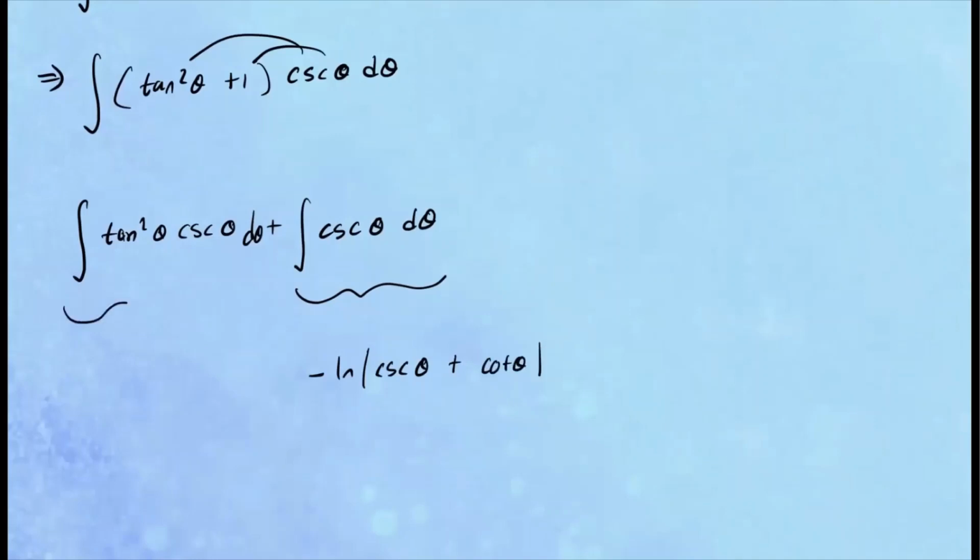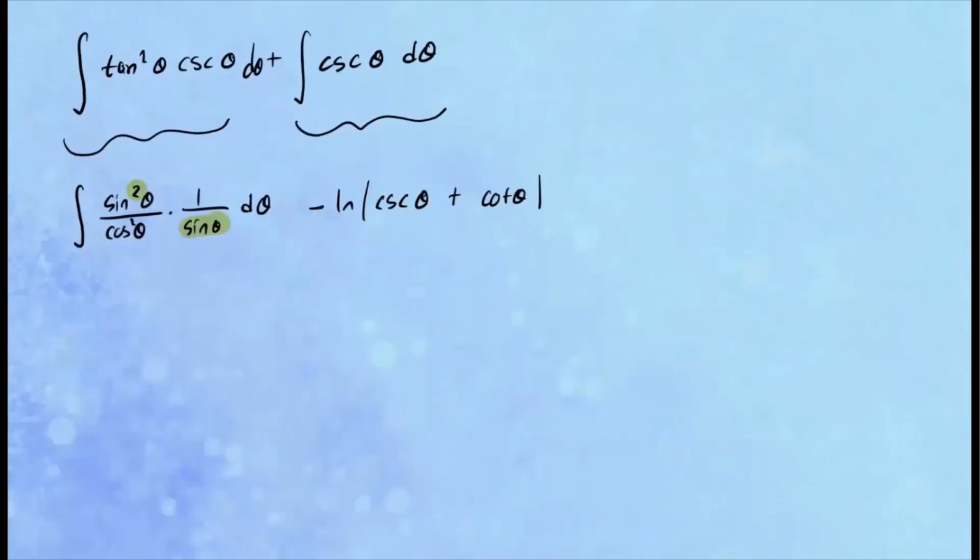And then now this integral, we will have to just work it out. This can be done in the following way. So I'm going to go ahead and rewrite tangent squared as sine over cosine squared. So this would be sine squared theta over cosine squared theta. And cosecant, I'm also going to rewrite that. This is 1 over sine theta d theta. And now the reason I rewrote, because I can cancel one factor of sine with 1 over sine. So then this becomes the following.